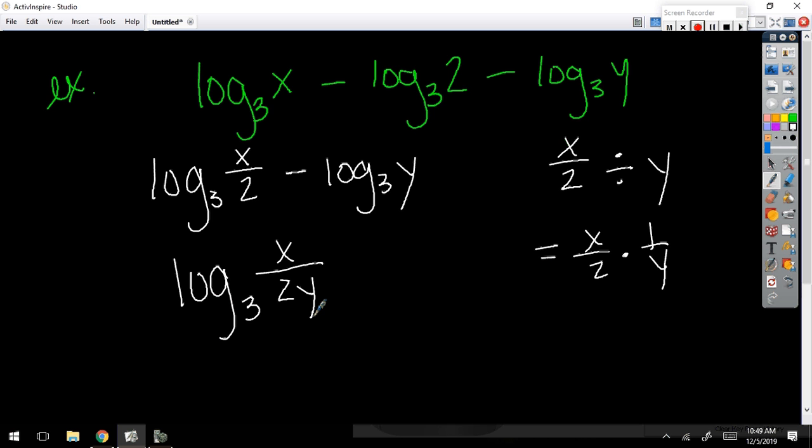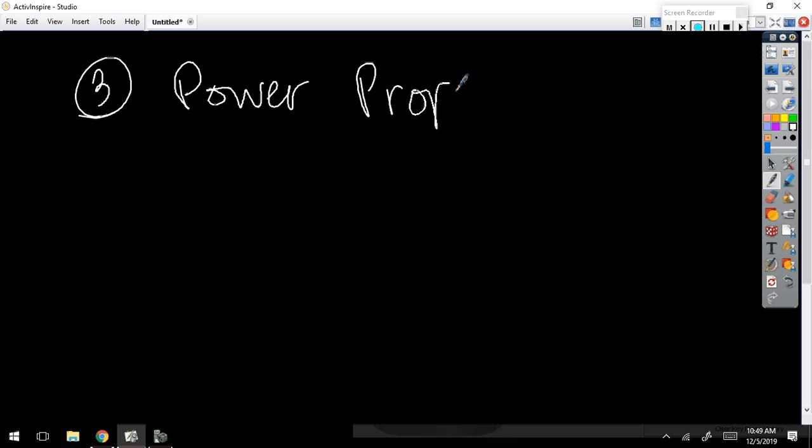Last property is the easiest property, so take a deep breath. We're almost there. Property number 3. Power property. This is everybody's favorite because it's so easy.